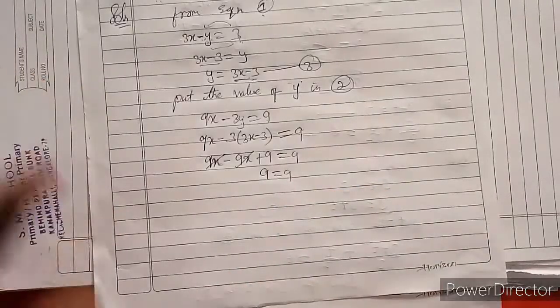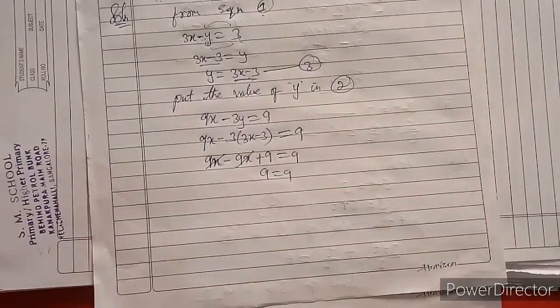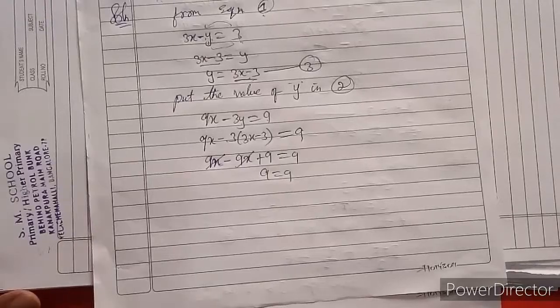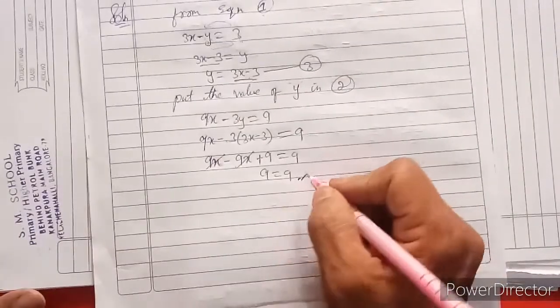But both sides are simply equal. We are not getting the values of x and y. So the two equations are equal only. Understood? Very simple, this will be there in the sum.